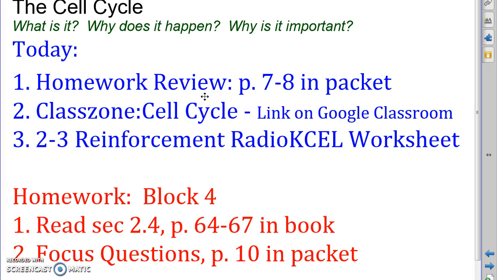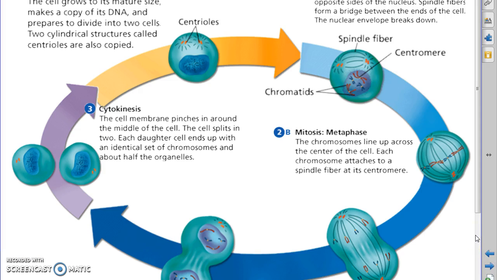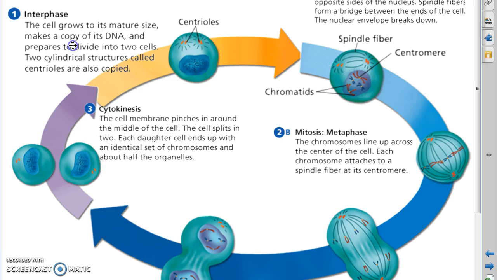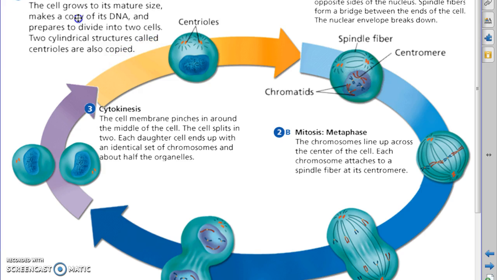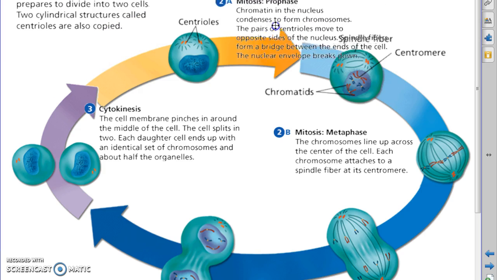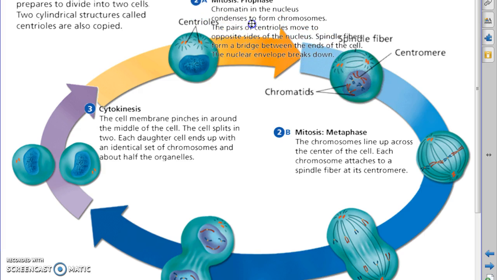You should have your homework packets out in front of you. As I said, last night was pages 7 and 8. So I'm imagining you might have some questions on number 1, which is actually the cell cycle, which is all of those stages. So in fact, if we're taking a look at the cell cycle, the very first stage is interphase. And in interphase, as it says, the cell grows and makes a copy of its DNA. From there, we go to the stage called Mitosis Prophase.